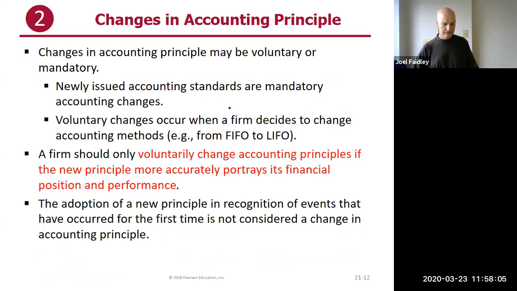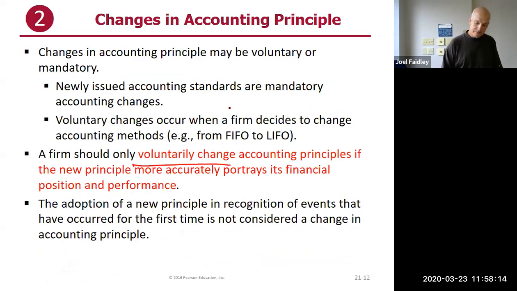All right, how about changes in accounting principle? You should only voluntarily change accounting principles if the new principle more accurately portrays its financial position and performance. That's the only justification for changing your accounting principle. It's not to give bigger bonuses. It's not to ensure that these stock options that have been granted get exercised. It has to be based on more accurately portraying your company's financial position. That's the reason you do it.